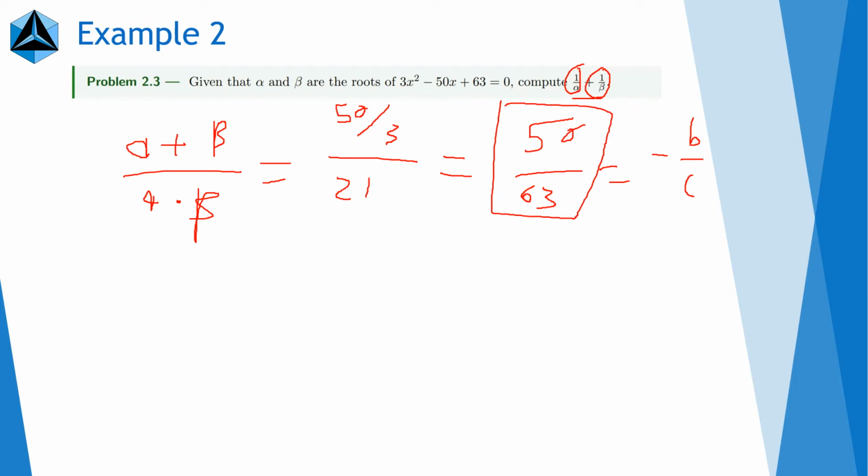So notice how cool this was. It gave us this weird, complicated expression. It wasn't that complicated, but it was weird at the very least. And without even having to find alpha or beta, we were able to pretty easily and pretty quickly compute what this was. And that's kind of where the power of Vieta's formula lies. It allows us to compute really weird stuff with relative ease.